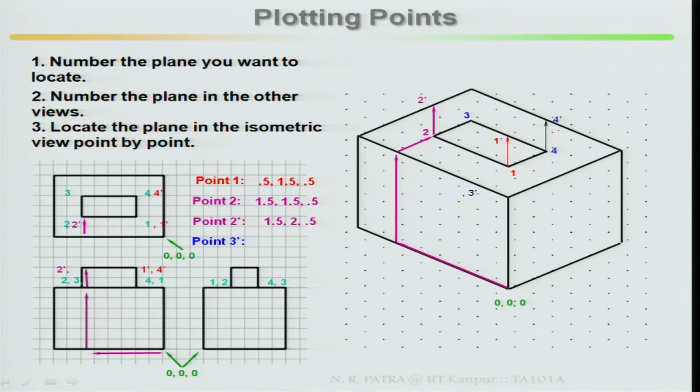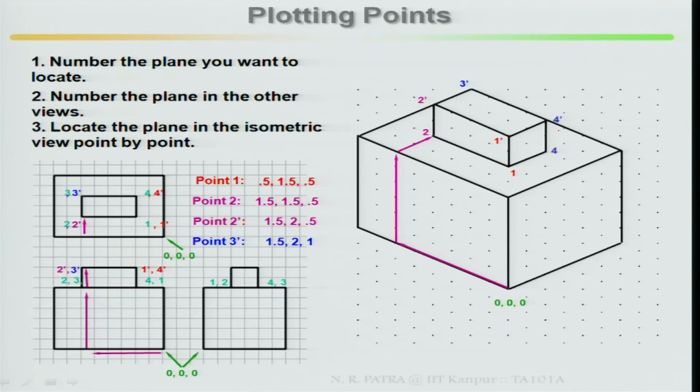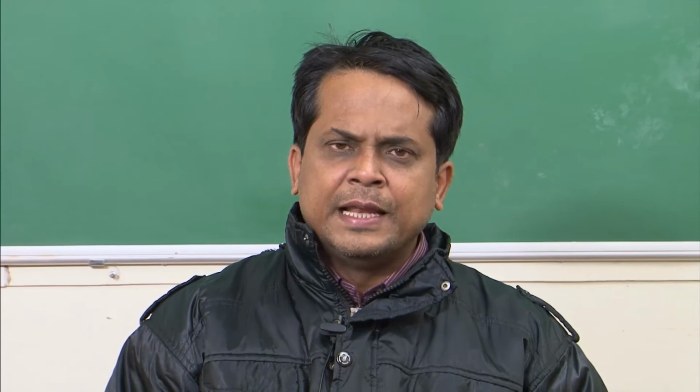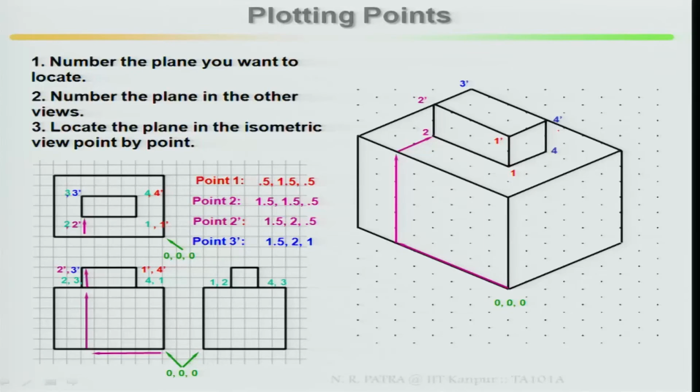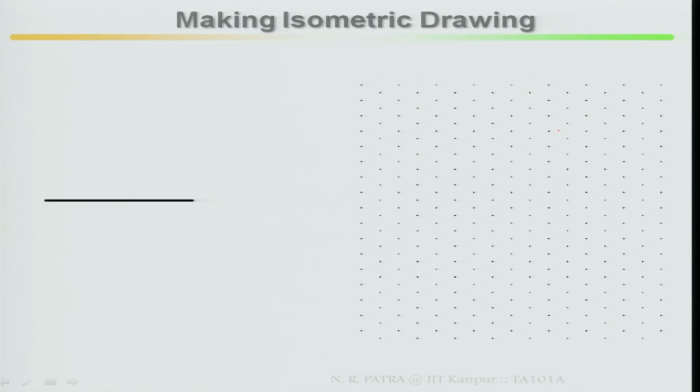Finish 2 prime, finish your 3 prime, then finish your drawing. This is my drawing of the top surface. So if you go point by point and draw your isometric box, then hardly there is a chance of any mistake. If you measure the coordinates and mark the points along the isometric lines, then it will be very easy for construction.